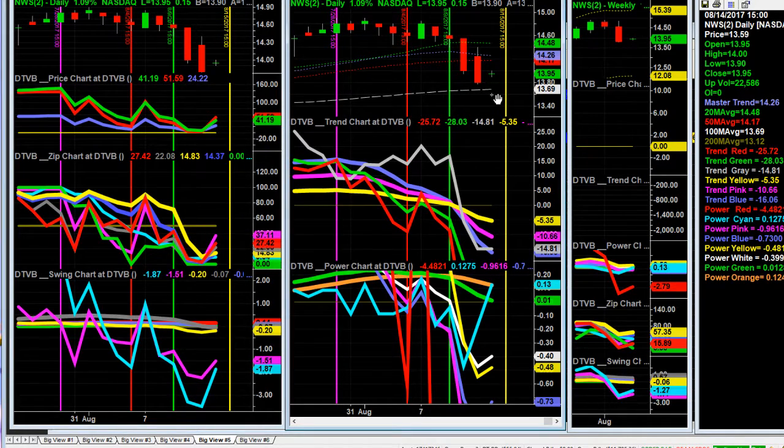And this doji candle right now is August 14th, 2017, as you can see by the data window over on the right. And I have 2 daily charts, the trend chart here in the middle and the power chart under it. Over on the left I have the price, zip, and swing chart, and the one on the right is the weekly chart, and of course the 4th window is the data window.